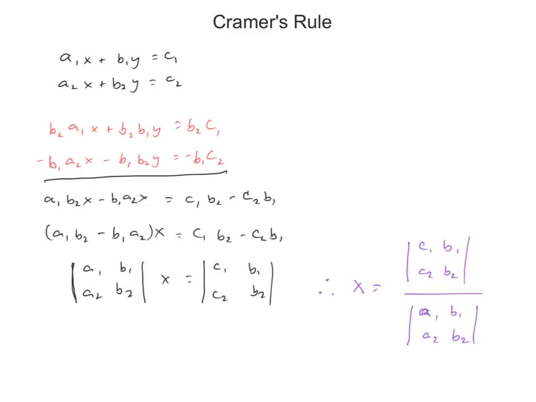That's really what Cramer's Rule is. You're going to have to determine these two matrices, and once you know how to determine those matrices, life is going to be good and you'll be able to solve these systems.